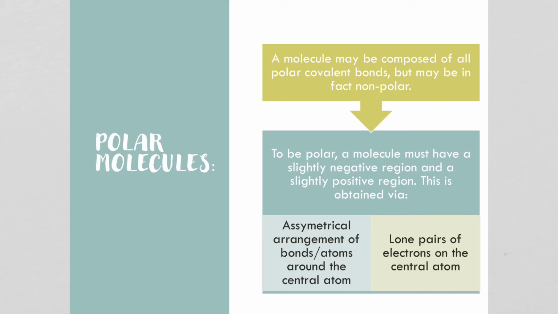To be classified as a polar molecule, the molecule has to have a slightly negative region and a slightly positive region. So it has to have dipoles. This is obtained through one of two ways. One, an asymmetrical arrangement of bonds and atoms around the central atom, and two, lone pairs of electrons on the central atom. So both of these could apply, or one of them can apply to determine whether something is a polar molecule.